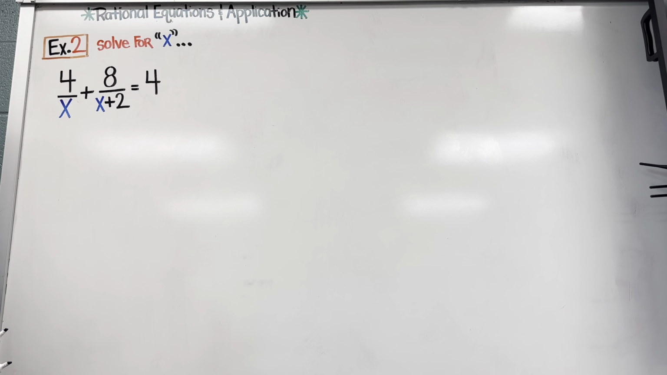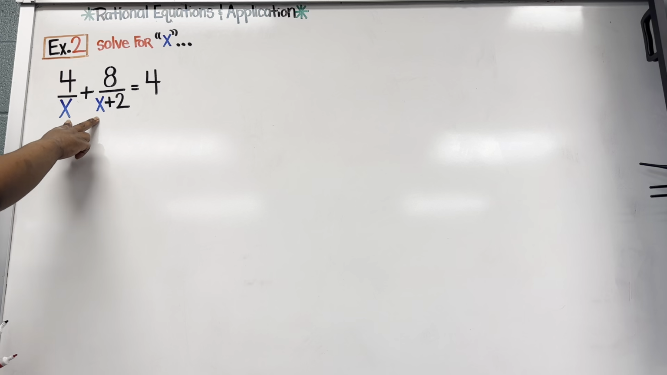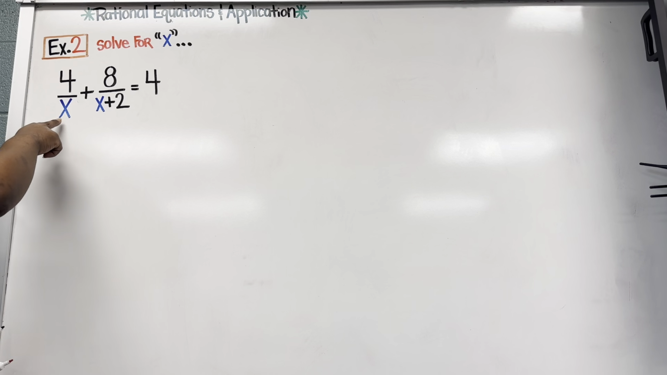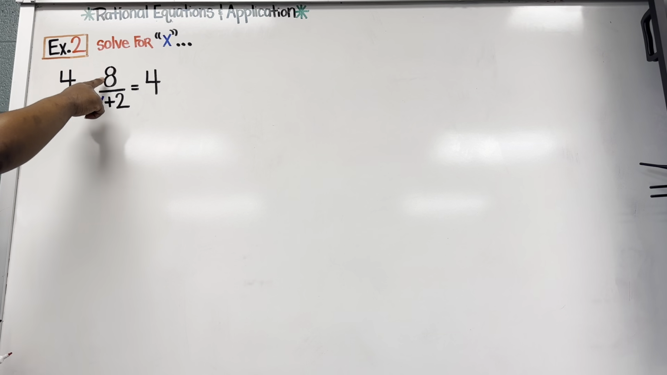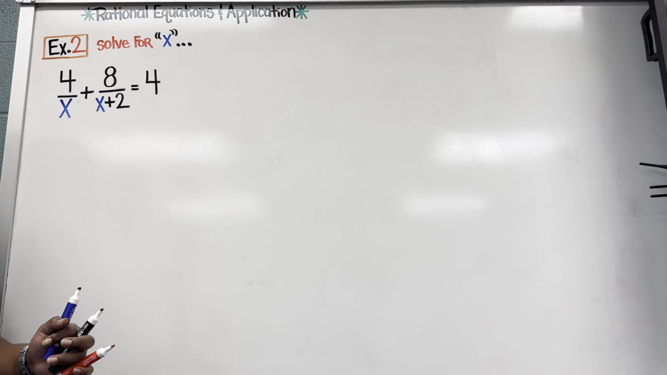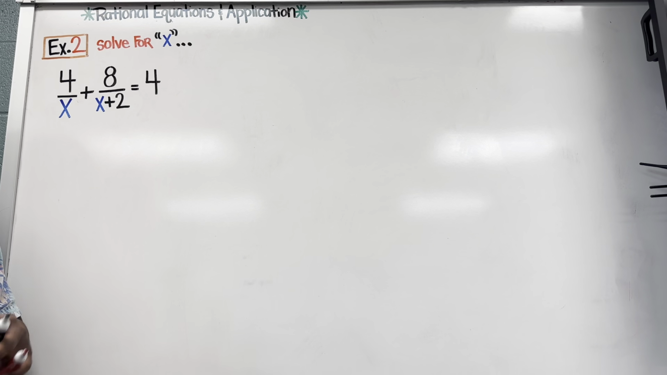Now, remember, guys, these expressions are represented as fractions. Whenever you add or subtract fractions, they have to have the same denominator. The denominator of the fraction 4 over x is x, and the denominator of the fraction 8 over x plus 2 is x plus 2. 4 is a whole number, which would be 4 over 1, but we don't even have to worry about that.